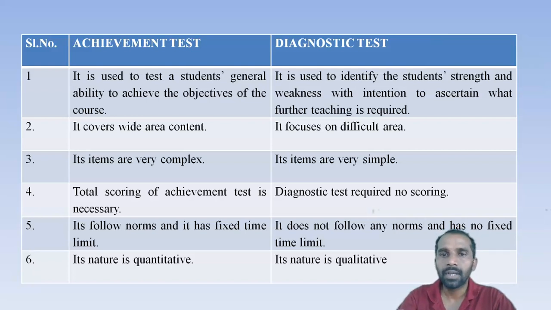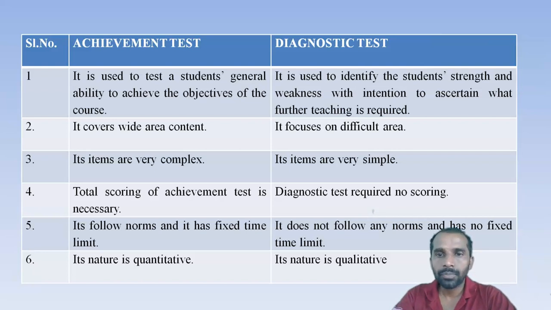In an achievement test, the items are very complex. In a diagnostic test, the items are very simple. For an achievement test, total scoring is necessary. In a diagnostic test, no scoring is required.